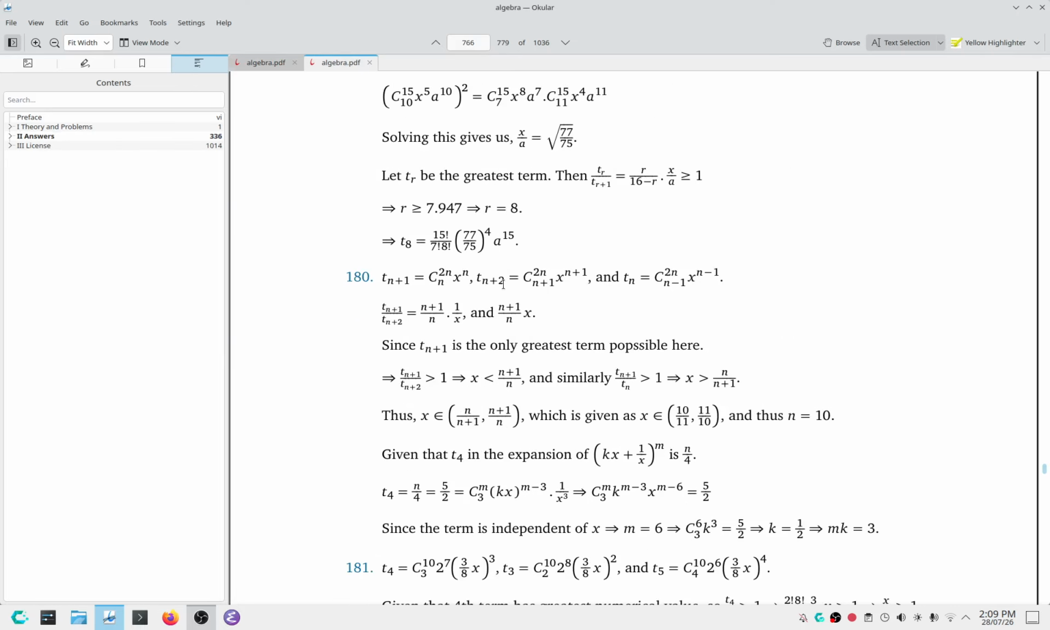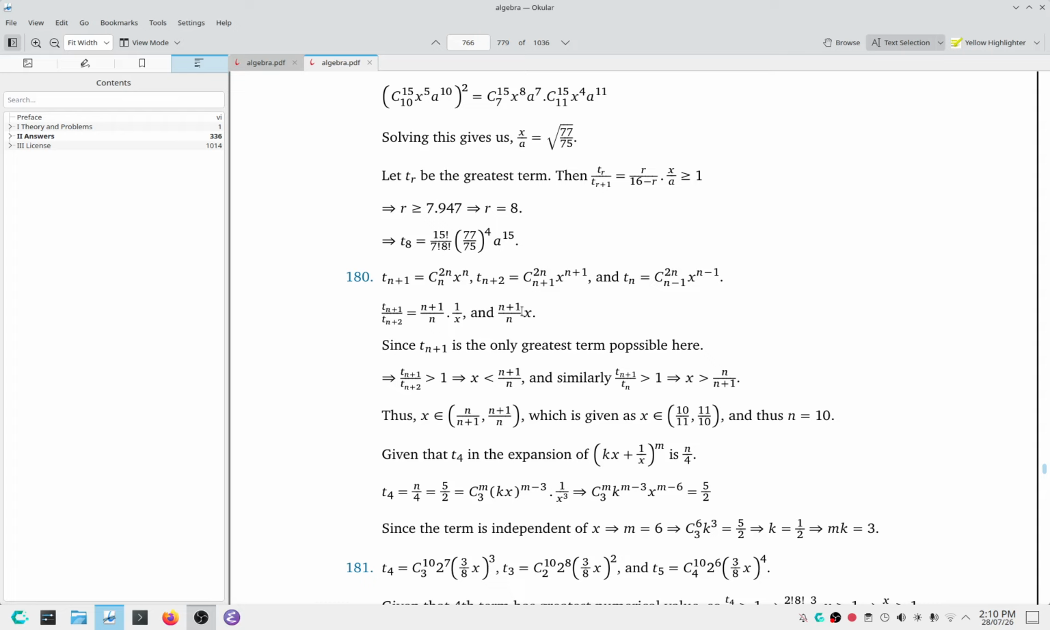And Tn+2 is equal to 2nC(n+1) x^(n+1). And Tn is 2nC(n-1) x^(n-1). Tn+1 upon Tn+2 is (n+1)/n times 1/x.